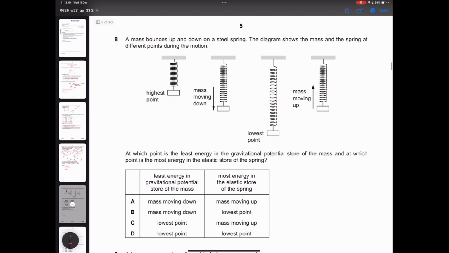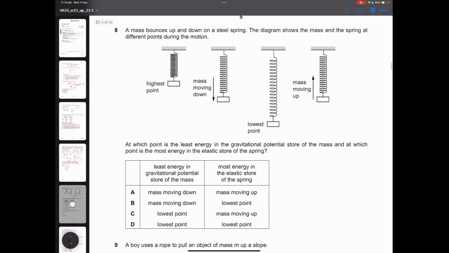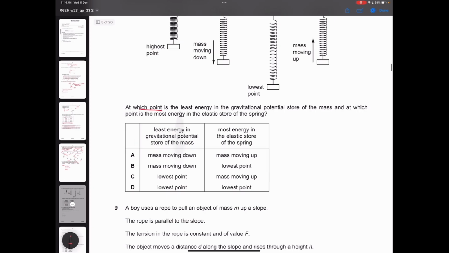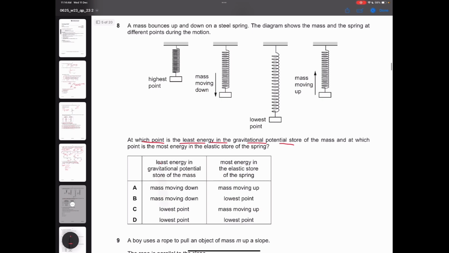Now, question number 8, a mouse bounces up and down on the steel string. They're just asking at which point is the least energy in the gravitational. So let's look at the table only. Least gravitational potential energy will be where it will have the least height, and least height will be present where? Think about it. At the lowest point. So we have to pick between option C and D.